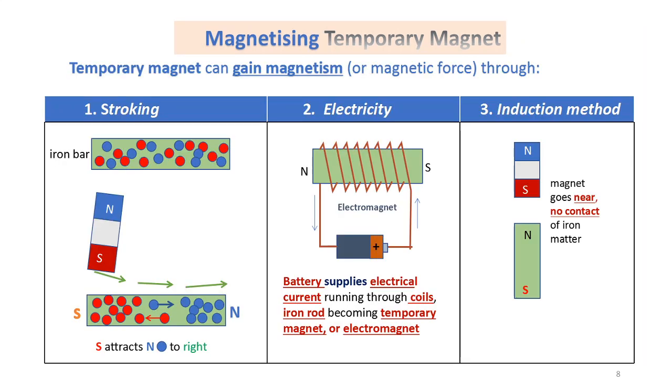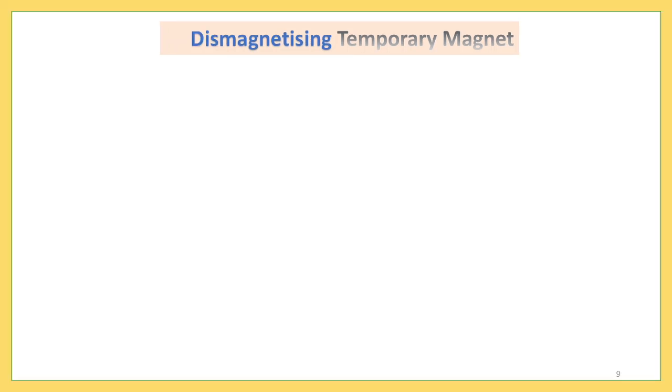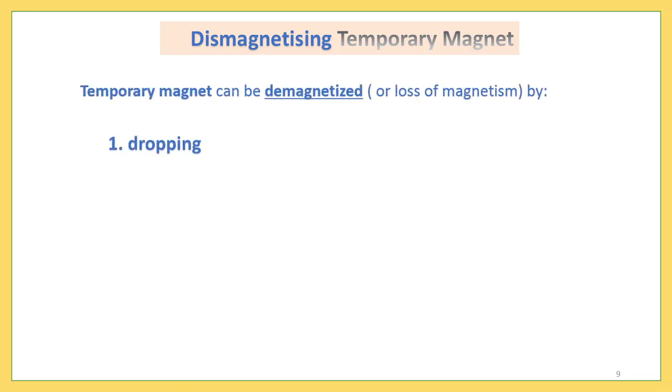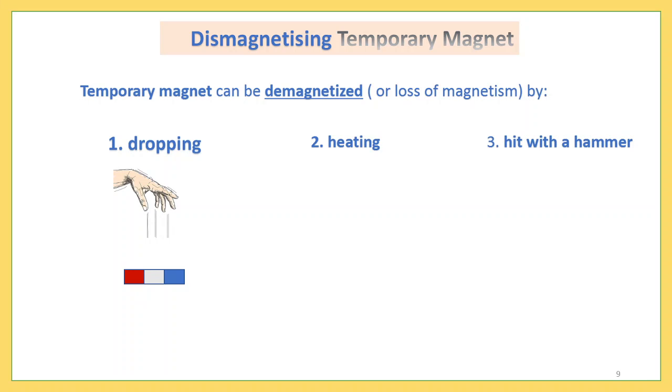Since we know how to magnetize the temporary magnet, we also need to know how to demagnetize a temporary magnet. Temporary magnets can be demagnetized, or we call it loss of magnetism, by number 1, dropping, 2, heating, 3, hitting with a hammer. Dropping method is pretty simple. We just use the temporary magnet, just randomly throw it onto the floor. The magnetism will be lost because the north and south elements will be disorganized.